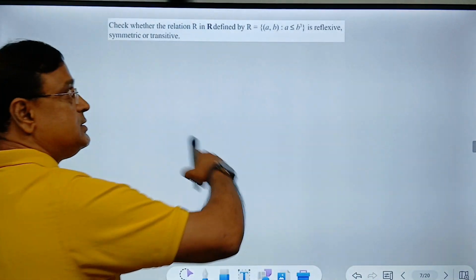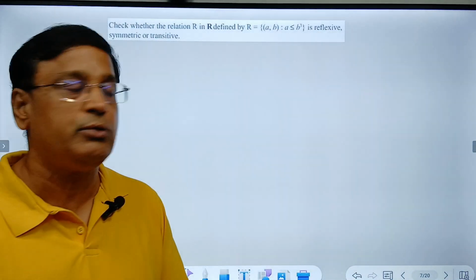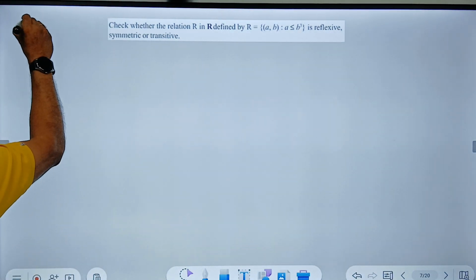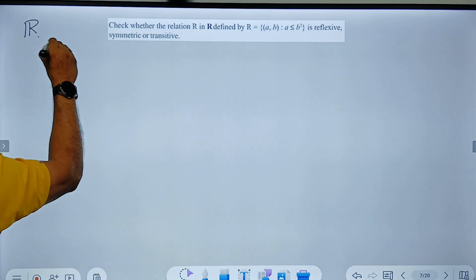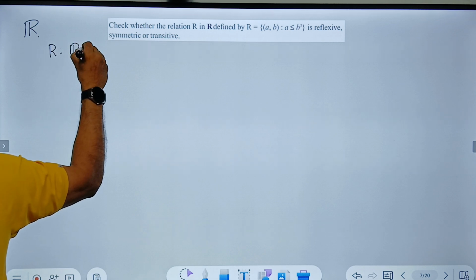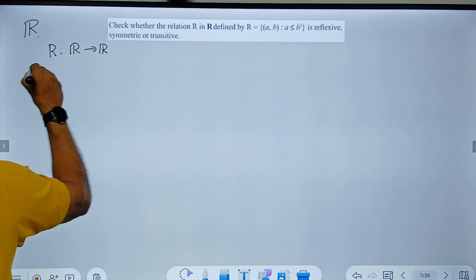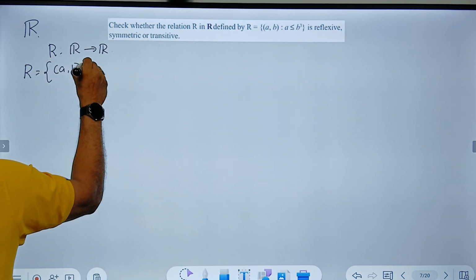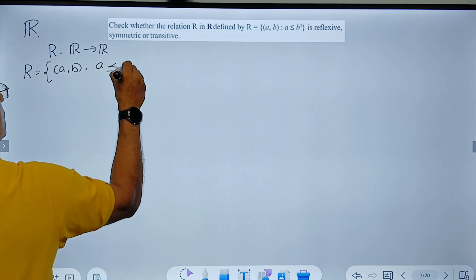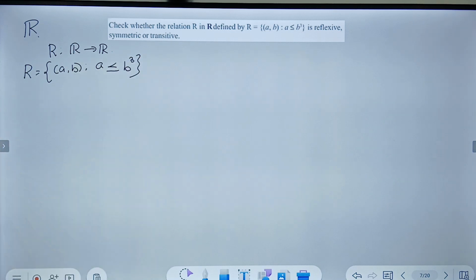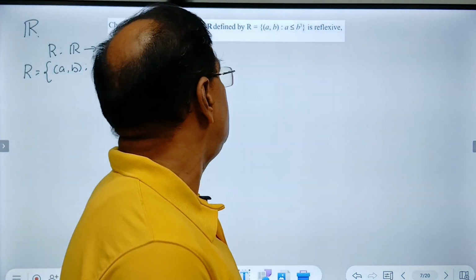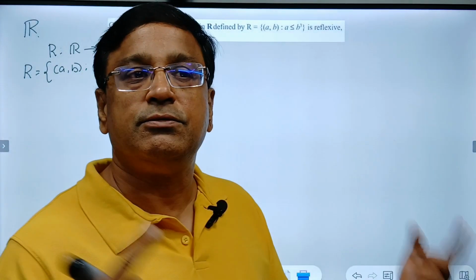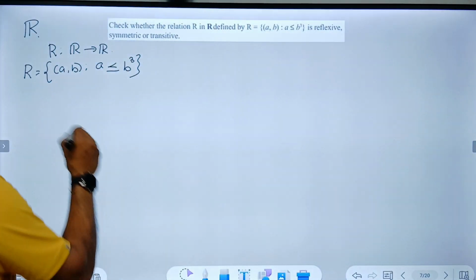Now there's another version of this question. The previous one was an NCERT question. This is also an NCERT question. Let us try to do this. Here also, what is my set? My set is the set of all real numbers, and R is a relation on real numbers. Correct? How is it defined? The relation R is defined as (A, B) such that A is less than or equal to B cube. It is B cube. Okay? And here, if they ask whether it is reflexive, symmetric or transitive, I need to give an example.